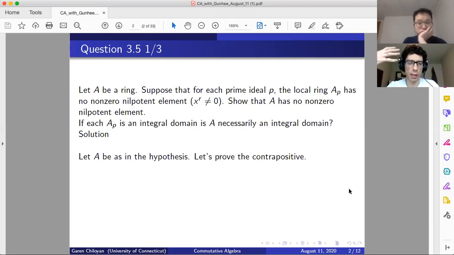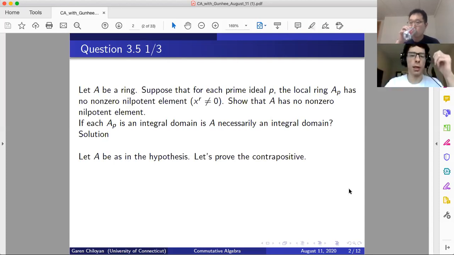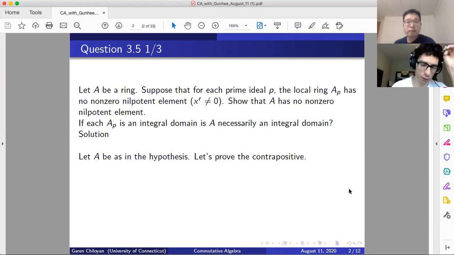So again, this goes back to the idea of localizing. Having no non-zero nilpotent element is a sort of local property. If it's true for every localization, for every prime P, then it's true for the ring itself. And then another question is, if each localization of A at a prime P is an integral domain, is A necessarily an integral domain? So let's start with the first question.